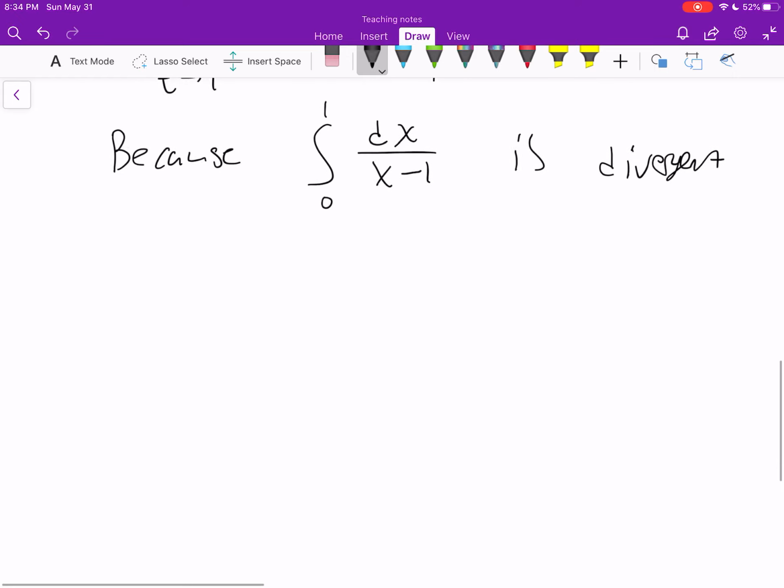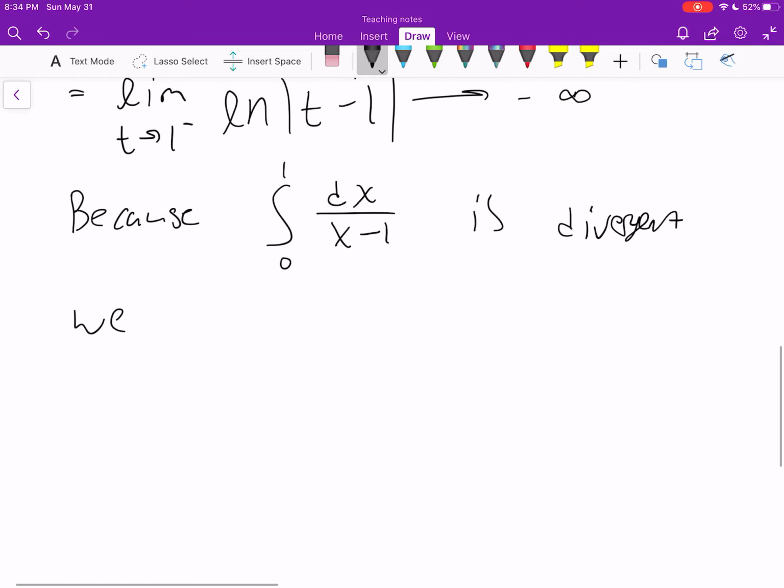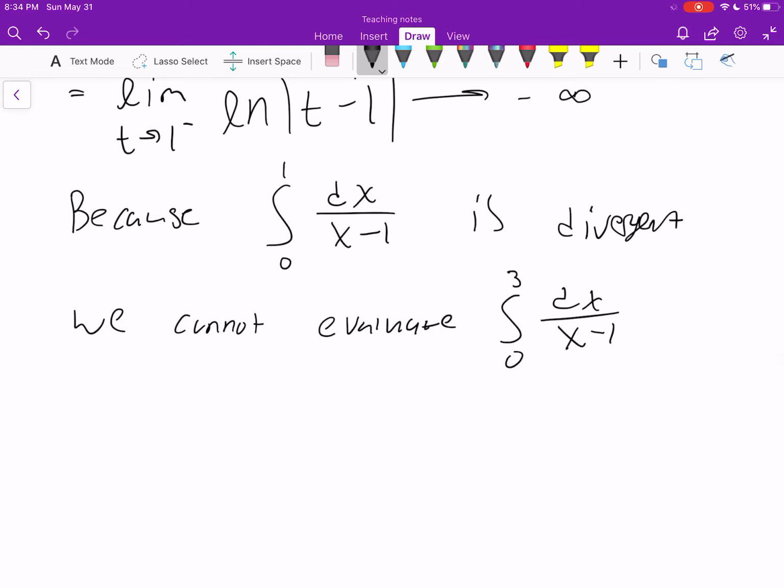we cannot evaluate the integral from 0 to 3 of dx over x minus 1. And again, this is because in our definition of this type of integral, we have to have that both of the integrals that we break it up into converge. This one does not converge, so we can't use our definition to do the problem.